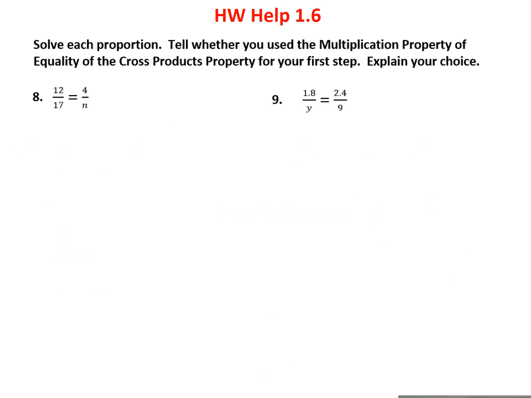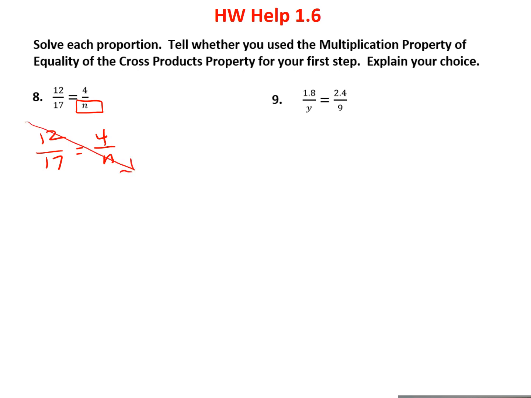Now, the next problem, notice where the variable is. Now the variable is sitting here in the bottom. So when I write the problem out here, I can't say, oh, 4 is divided by n, so let's undo it by multiplying by n. Well, I could, but that's going to get me just more over there. This is where we actually end up using our cross product. And in reality, we are going to multiply this side by n and the other side by 17.